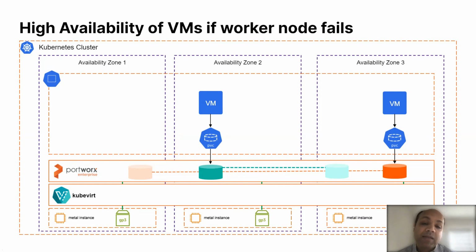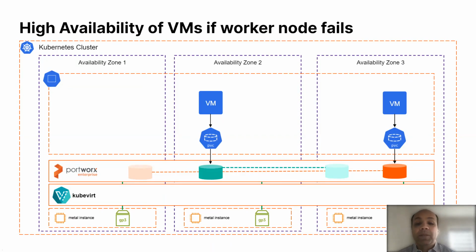Now, Portworx by itself is a distributed storage, so we will make sure the storage replicas are available for that VM in that availability zone. And along with our scheduling mechanism and algorithms, we will make sure that the VM gets scheduled on that new node or the new zone where the storage is already available, resulting in zero disruption and high availability in case of worker node failures. Now, we'll talk about why we use a shared v4 volume or an NFS volume in a minute.